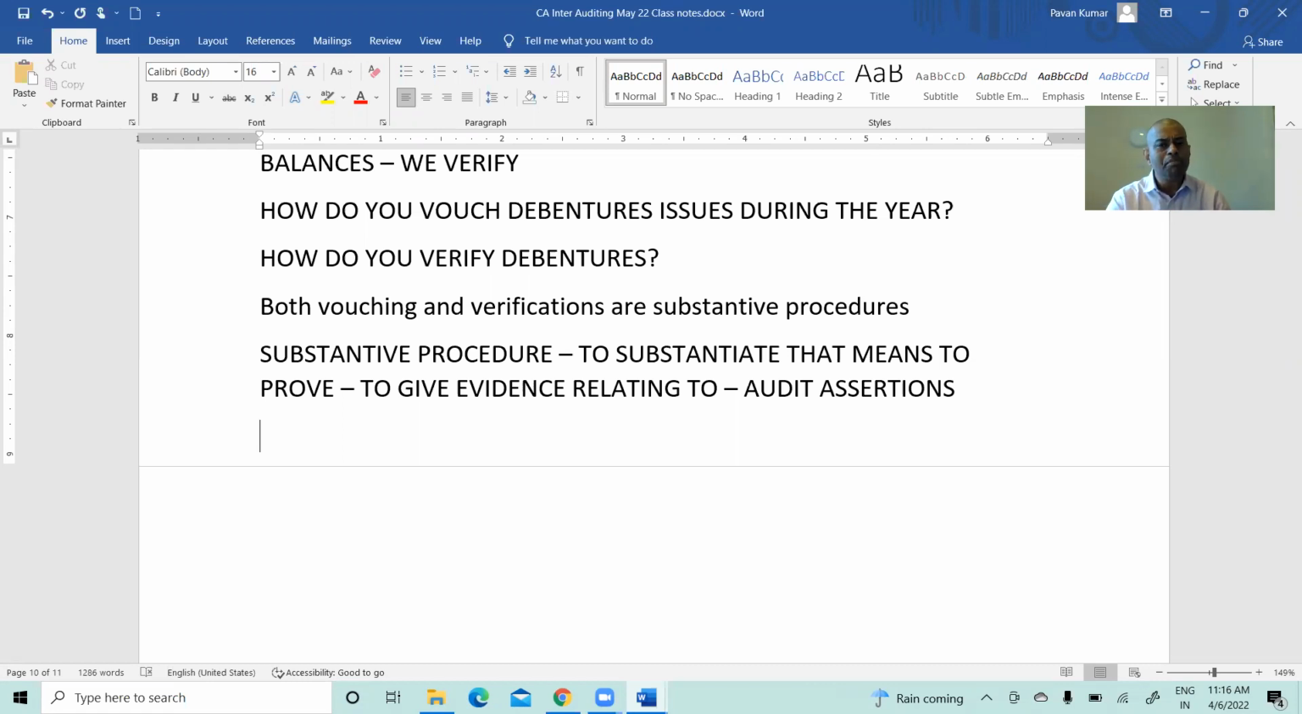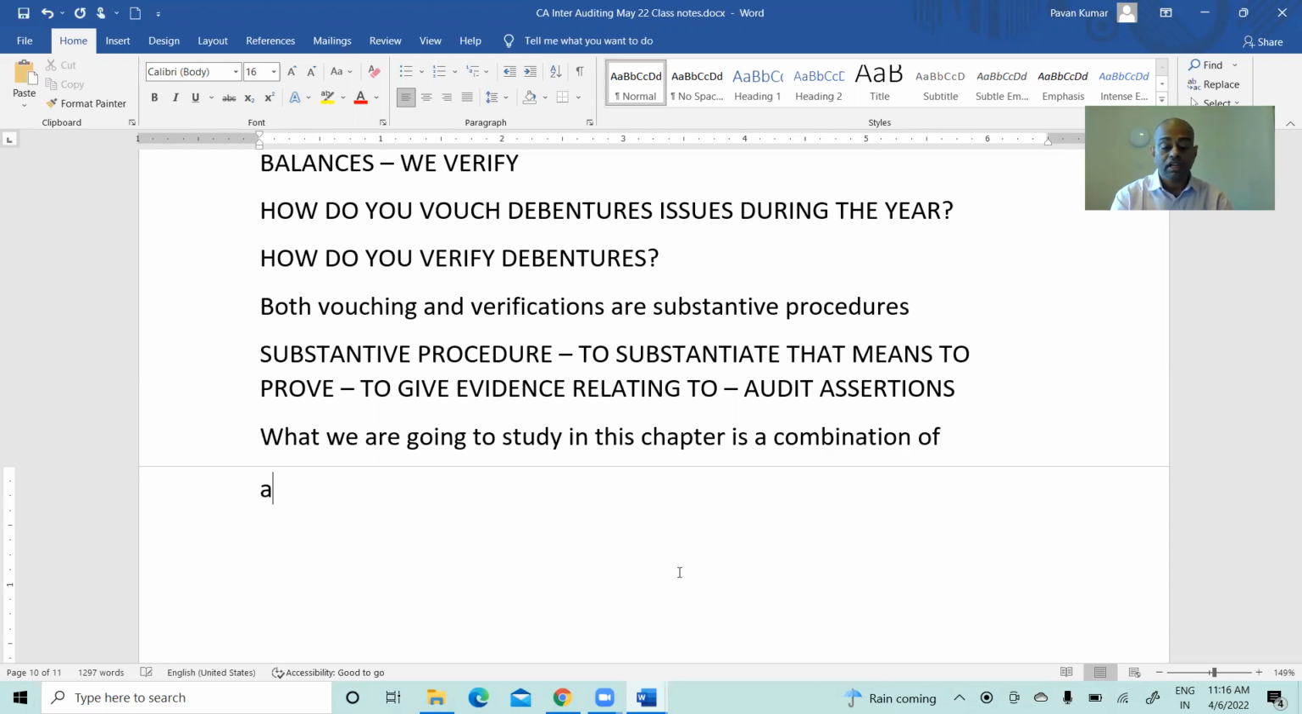Now there are so many basic areas where we don't need to spend much time. And what we are going to study in this chapter is a combination of A, accounts, B, auditing, C, law. For example, if they ask you, how do you verify capitalization of repairs? How do you verify the component replaced to property, plant and equipment during the year? Then they're asking you accounting treatment. So you need to audit accounting treatment now. So first you need to be thorough of accounts.